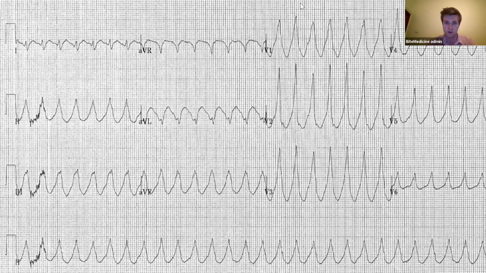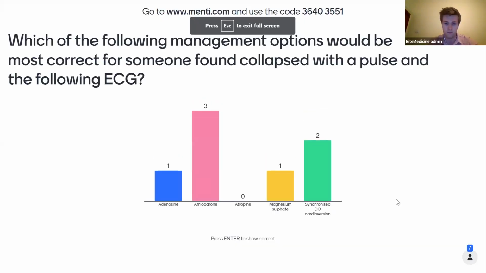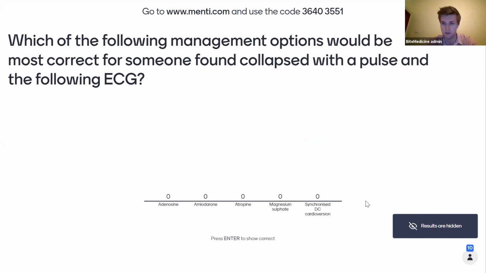Take a good look. I'll hide the answers for those playing along. So we wanted to know which of the following management options would be correct for someone found collapsed with a pulse and the following ECG. So I'll give you guys just a few more minutes to vote.